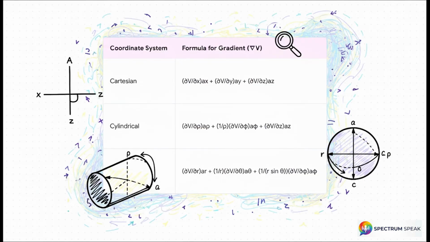And here are the recipes. These are the formulas for our three main coordinate systems. For the standard XYZ system, that's Cartesian, you can see it's a really straightforward set of partial derivatives.